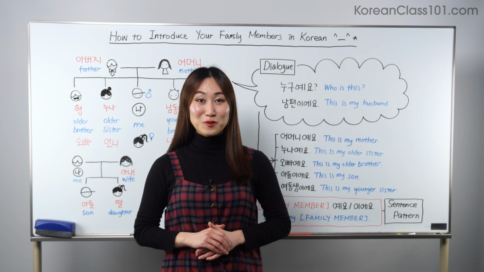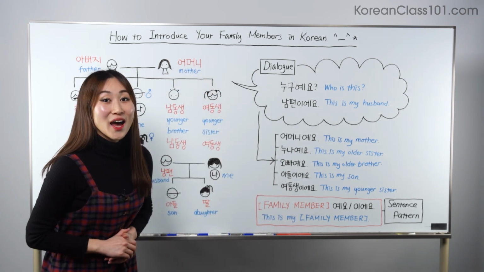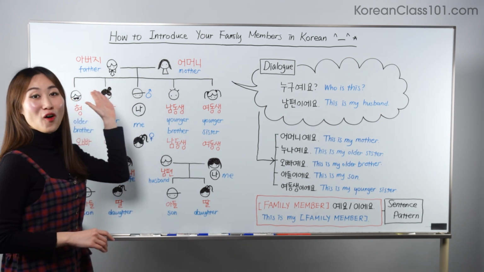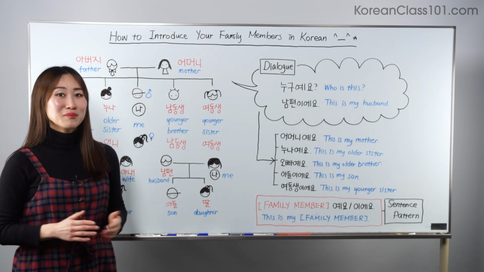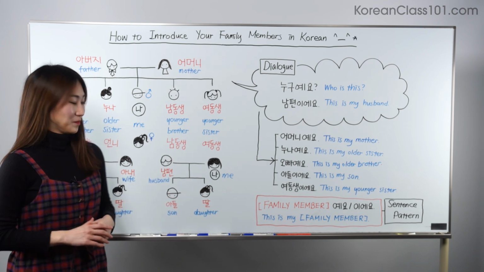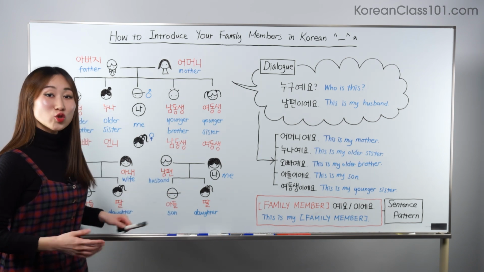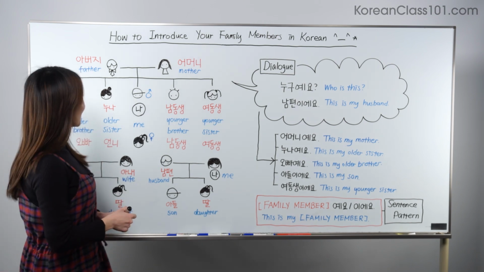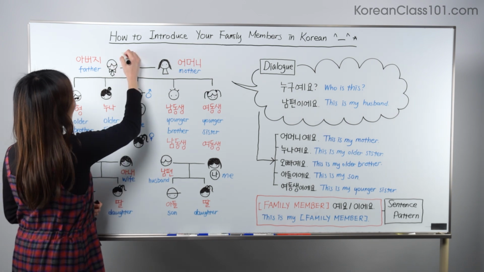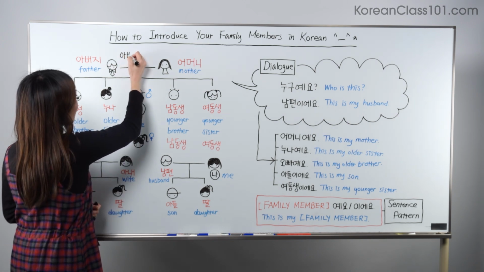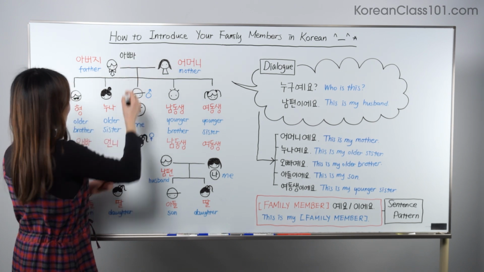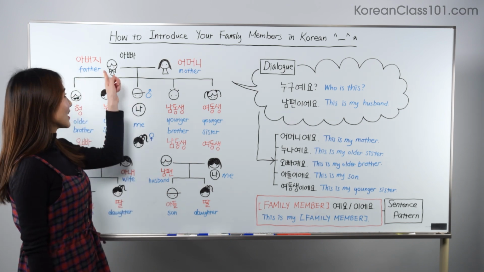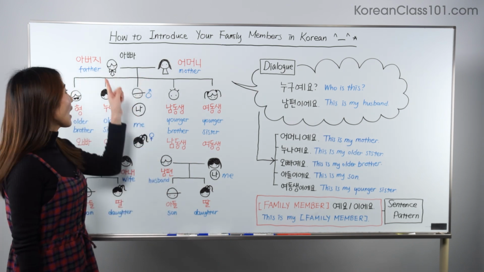Okay, so let's look at the vocabulary. First word we have is 아버지. It means father. But in English, you also say dad a lot, right? Dad, daddy, dad. In Korean, we say it 아빠. So 아버지 is polite way to say father in Korean. 아빠 is quite informal.